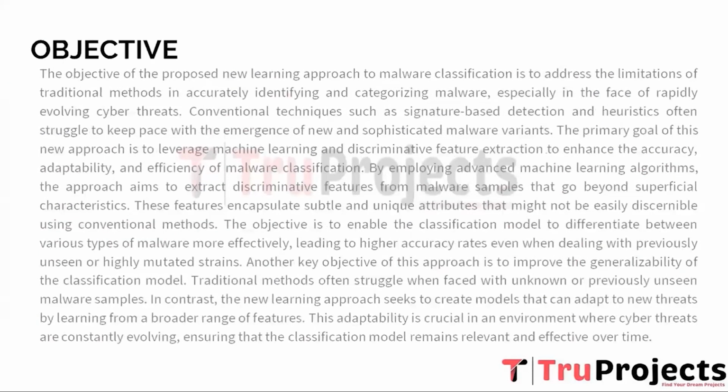So now coming to the objective part, the objective of this project is to usher in a more accurate, adaptable and efficient era of cybersecurity. By harnessing the power of machine learning and delving into nuanced characteristics, the approach aims to create models capable of effectively classifying both known and emerging malware variants, ultimately bolstering the security posture of digital systems and networks. In contrast, the new learning approach seeks to create models that can adapt to new threats by learning from a broader range of features. This adaptability is crucial in an environment where cyber threats are constantly evolving, ensuring that the classification models remain relevant and effective over time.